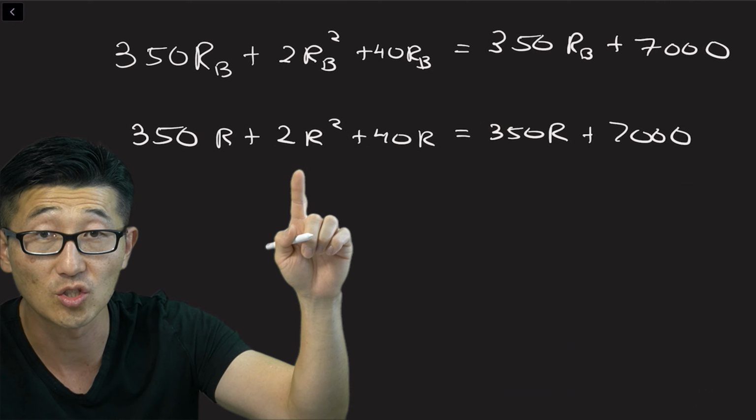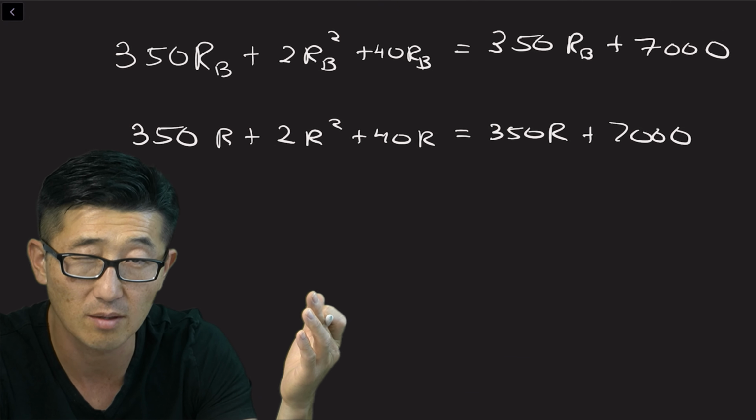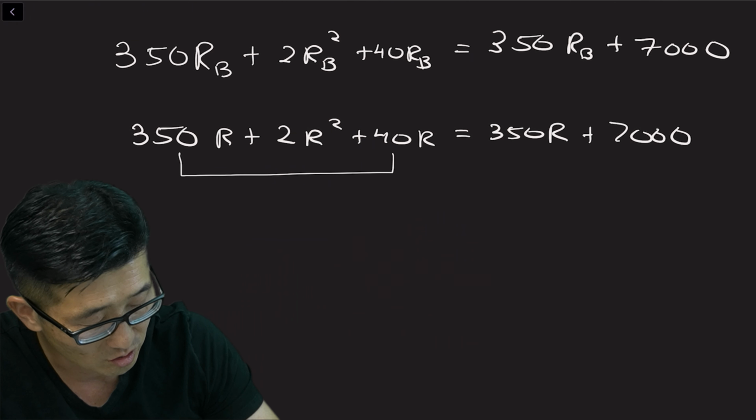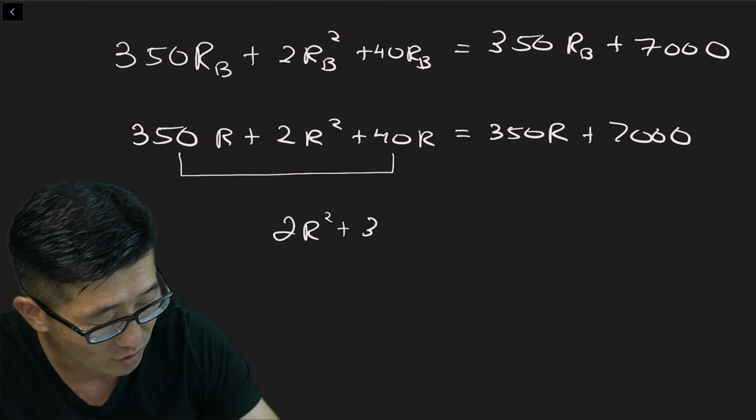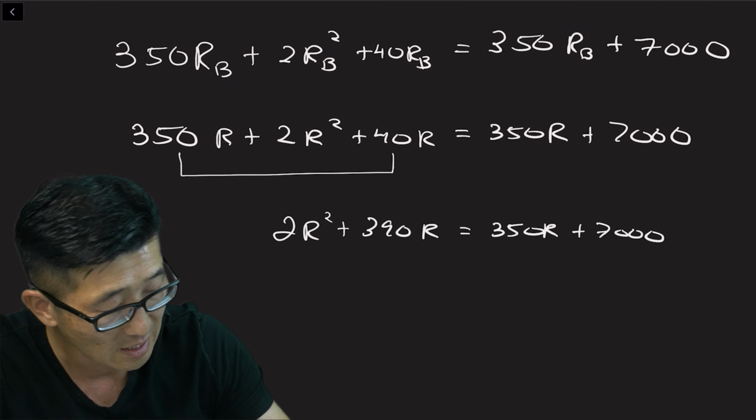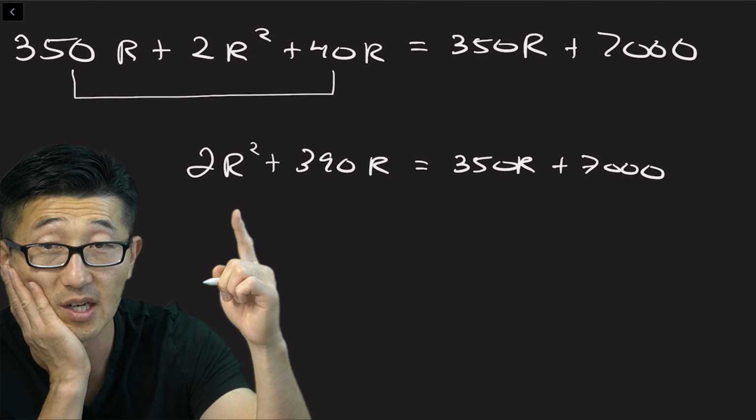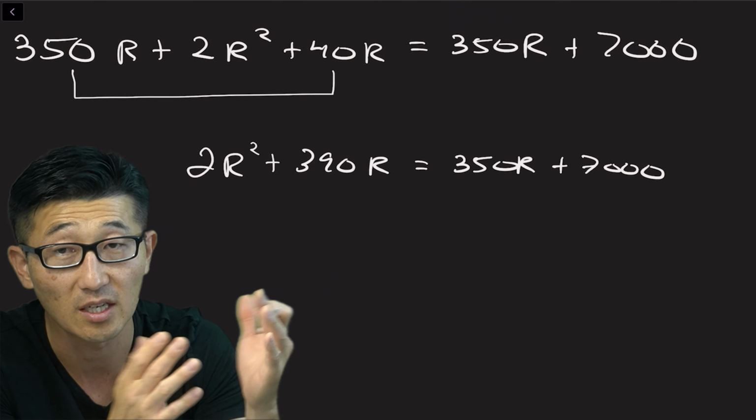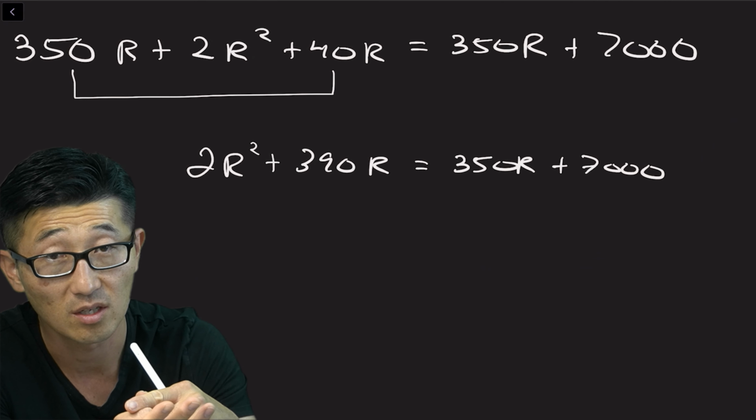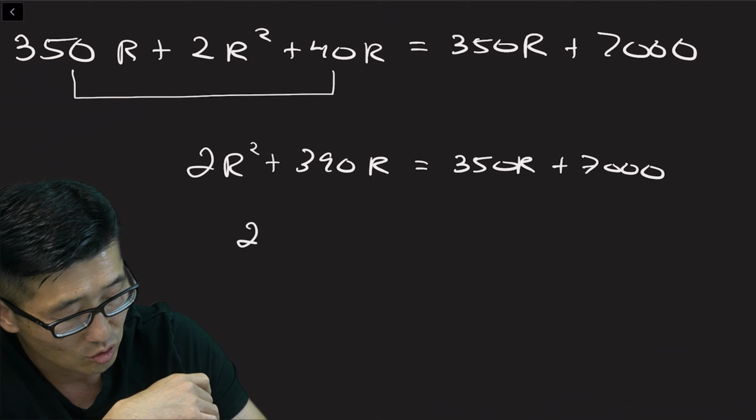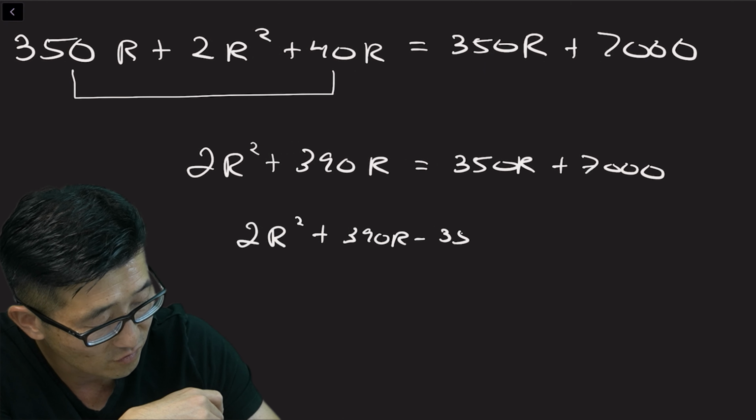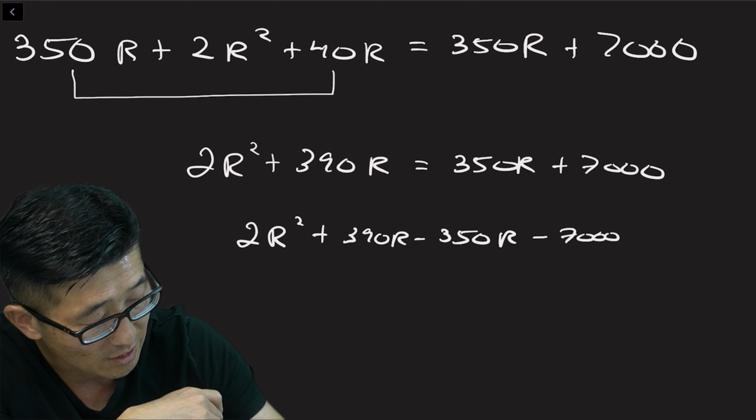This is a quadratic equation, so we're going to set it equal to 0 and solve. But can we combine some like terms first? This right here will become 390R. So this is 2R squared plus 390R equals 350R plus 7,000. Anytime you have something with a squared, it's a quadratic, and you always have to set it equal to 0. You either try to factor it or use the quadratic formula. So 2R squared plus 390R minus 350R minus 7,000 equals 0.